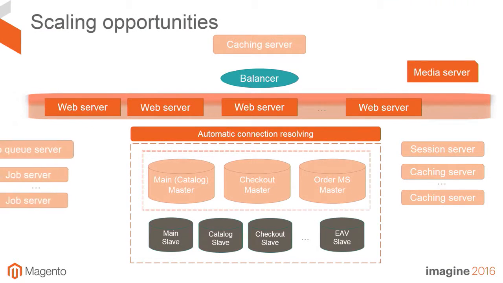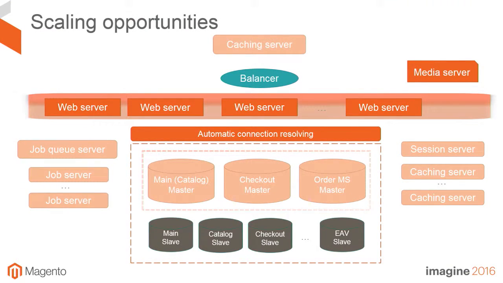If we add to this schema a scaled job queue server, as well as scaled search, now I believe you are sure that there is nothing impossible for Magento 2 in terms of serving your high load.